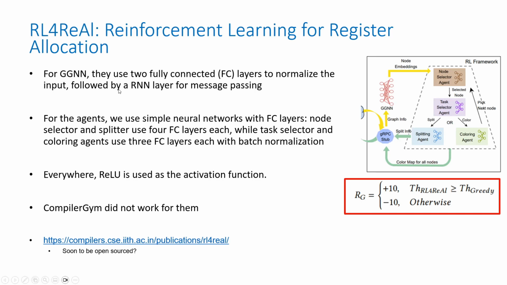Okay, so in terms of the layers for the GNN, for the observation, they use 2 fully connected layers, and also they use RNNs for message passing. For the actual agents to take the action, they just use fully connected layers. The node selector and splitter use 4 fully connected layers, while the task selector and coloring agents use 3 fully connected layers, each with batch normalization. And everywhere ReLU is used as the activation function. They considered using CompilerGym, but CompilerGym didn't fit this problem, so they made their own Gym environment, a reinforcement learning environment for this problem.